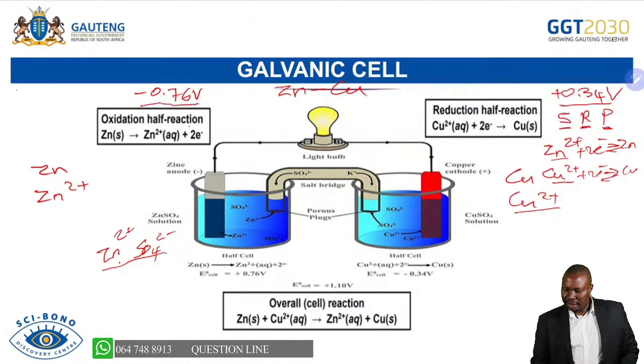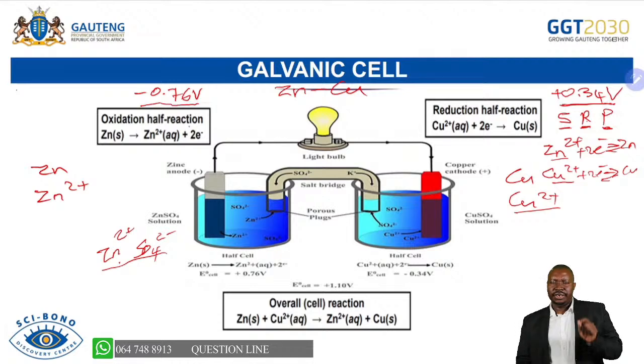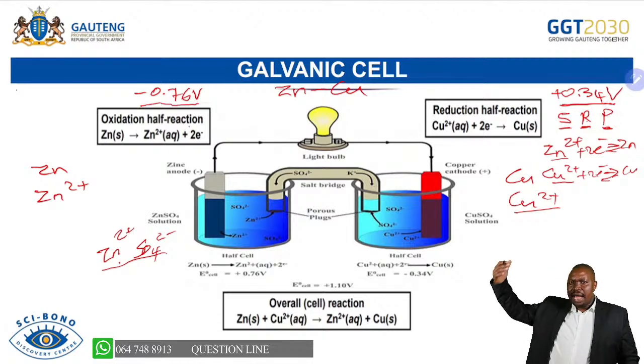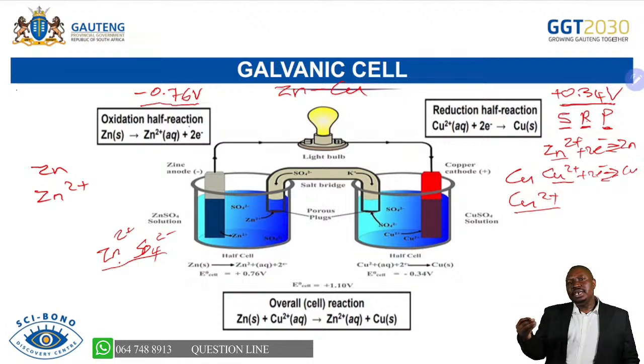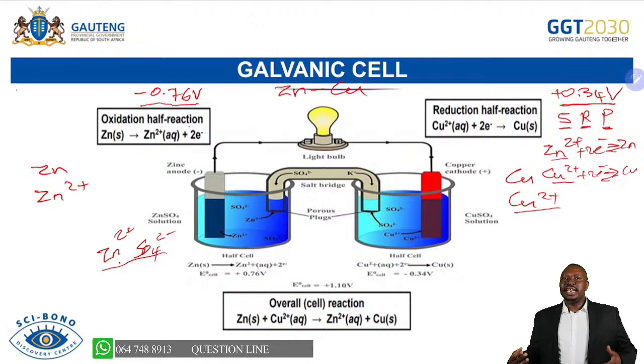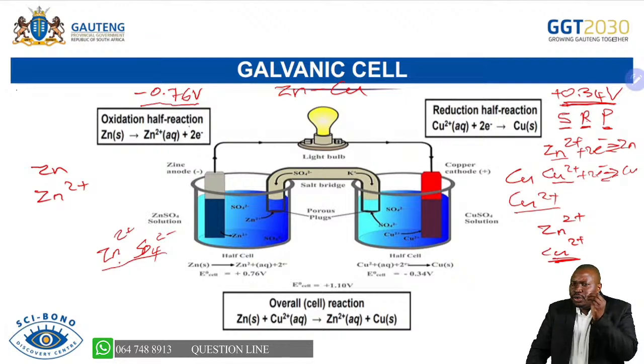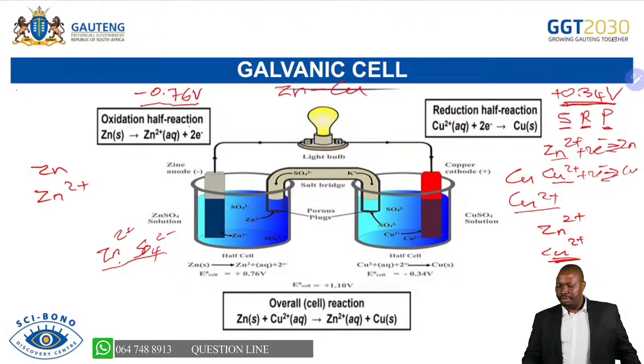You can compare minus 0.76 and positive 0.34. You will see that positive 0.34 is a higher standard reduction potential, which is a higher ability to gain electrons. So the one that has a higher ability to gain electrons will gain electrons. Hence, we are saying between zinc 2+ and copper 2+, copper 2+ will gain electrons. Why? Because it has a higher standard reduction potential of 0.34. So the first way you can use to determine which one will gain electrons, you can use the standard reduction potential that are given on the table. You are able to check that the one with the higher standard reduction potential will gain electrons.